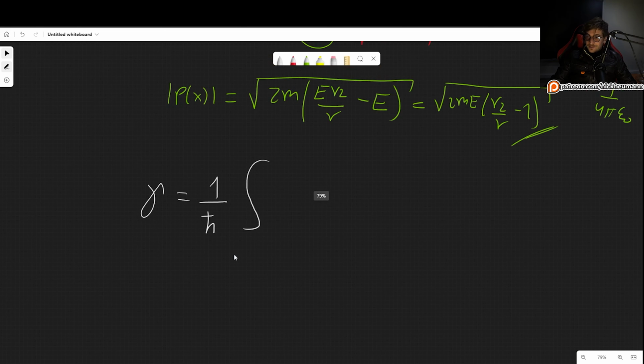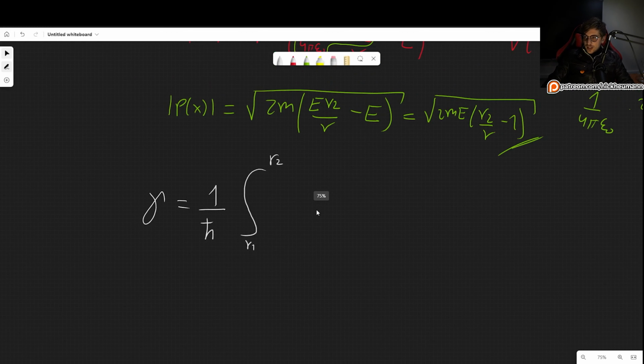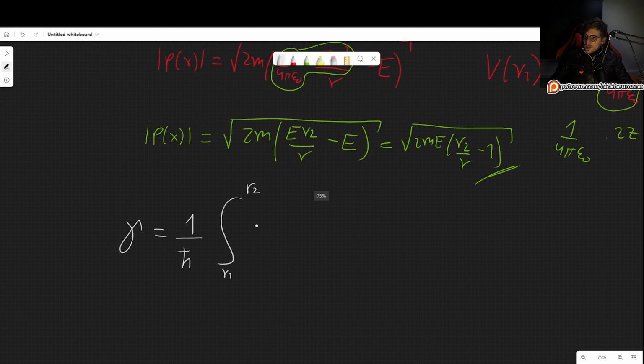Smaller, not greater. So we are going to integrate from r1 to r2. Of course, keep in mind, the limits of our integral don't matter, right? They come out as just this constant. Okay, now this is the integral of momentum, which is what we have right there.